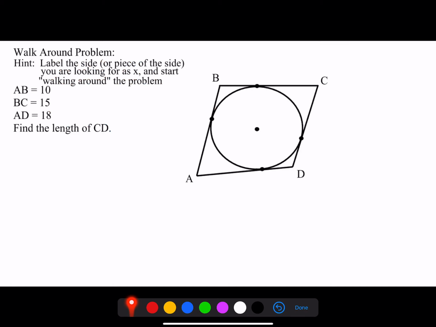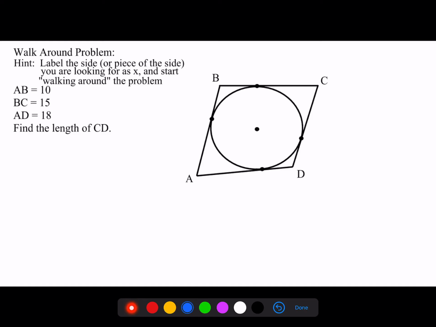All right, the last problem that we have, this one's a little bit more difficult than normal, but let's go ahead and try it out. So, the walk-around problem. It says, hint, label the side or piece of the side you're looking for as x, and start walking around the problem.